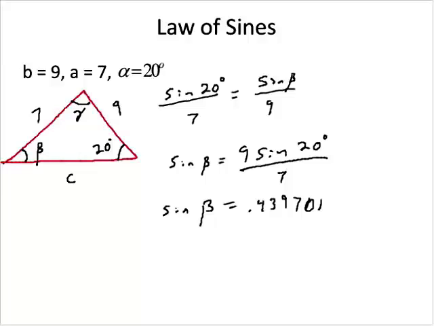So sine beta is going to be equal to approximately 0.4397 in my calculator. And again, if you're not getting those numbers, check your calculator. You need to be in degree mode. So beta is equal to the sine inverse of that same number. I plug that into my calculator and happily get a nice angle.